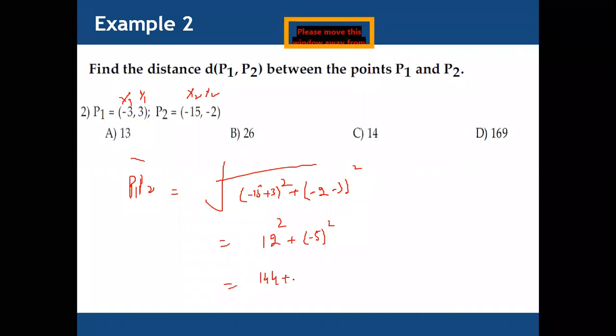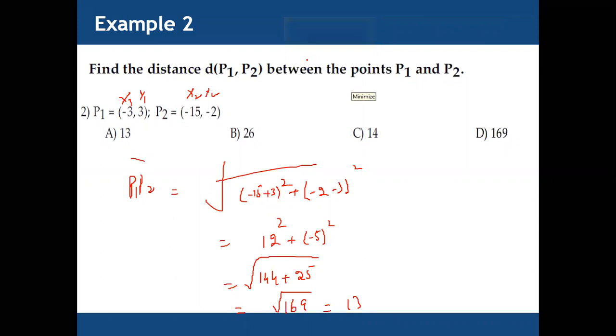144 plus 25. So equal to what? Equal to 169 under the root. And 169 under the root equal to 13. Great, excellent. So option number A is correct. 13 is correct. Great, Mujib. Okay, Tamanna. Great.